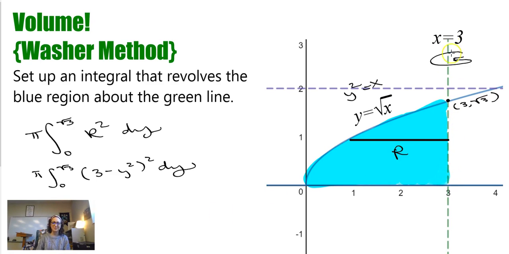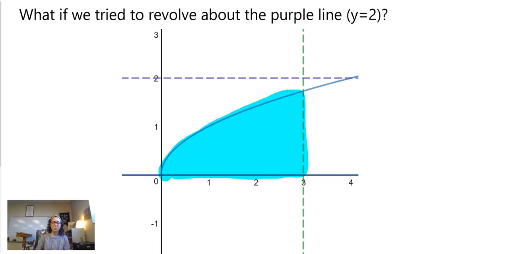Okay, we're going to extend this idea today because notice that with this problem, there was no empty space between your axis of revolution and that blue shaded region, right? But what if we try to take that same region and revolve about the purple line, y equals 2? Is there any empty space?